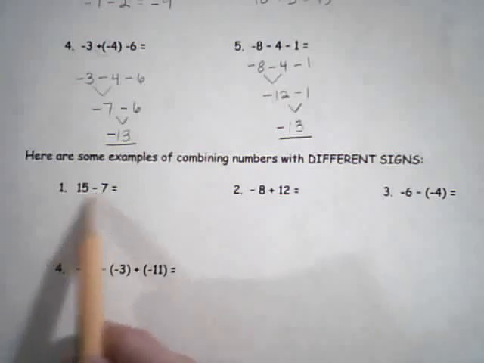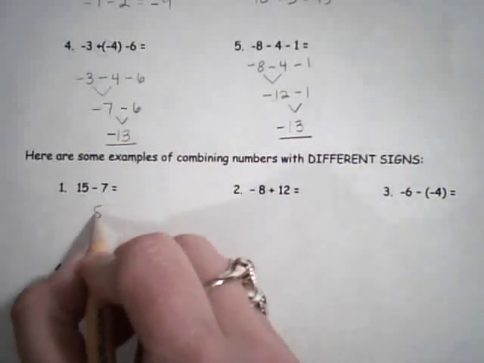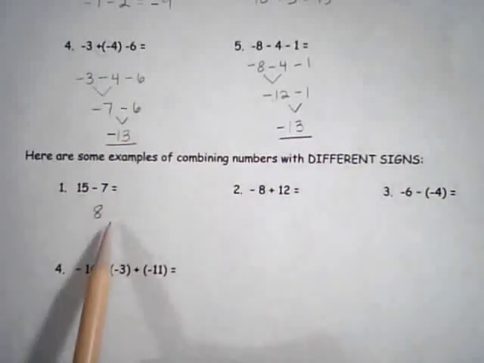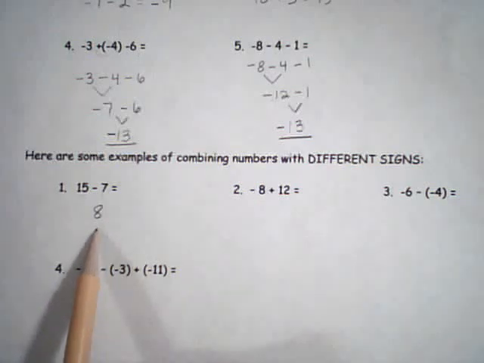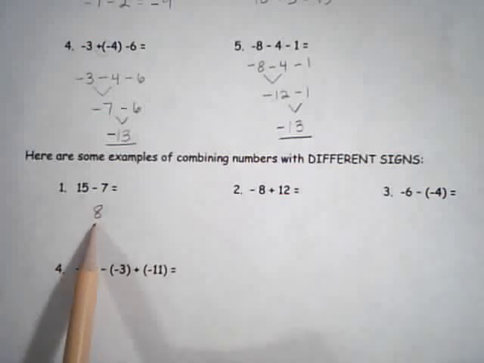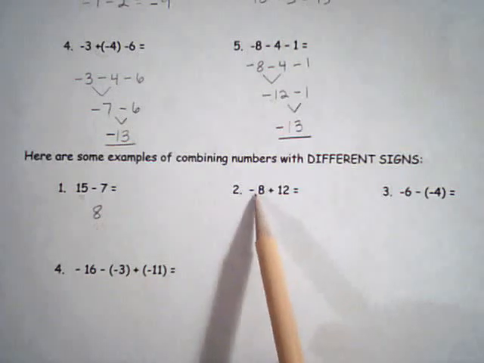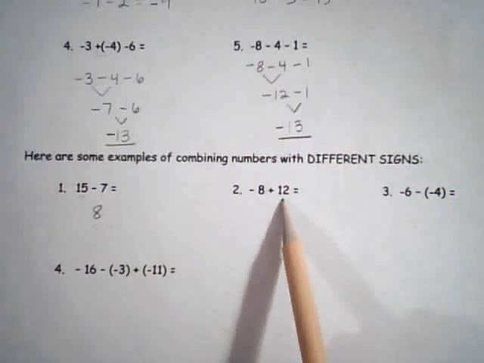The signs are different, so that means I subtract, which would be 8. Your answer is always going to be the same sign as the higher number. So higher number was 15, which is positive, so my answer is going to be positive, positive 8. Okay, number 2, you have negative 8 plus 12.